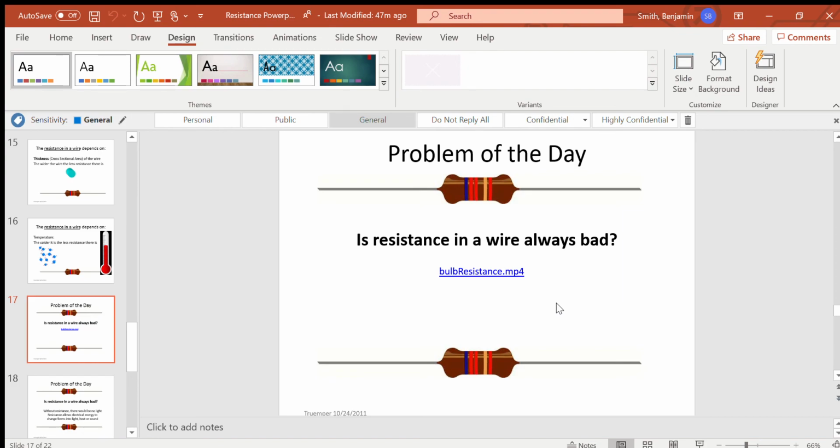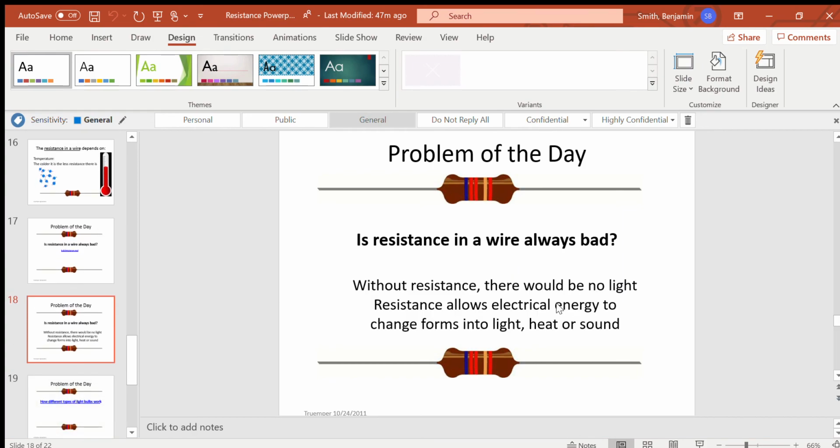So, problem of the day: is resistance in a wire always bad? Well, no, because with light bulbs, like I said earlier, resistance is what causes those light bulbs to glow. Without resistance, we would have no light bulbs.